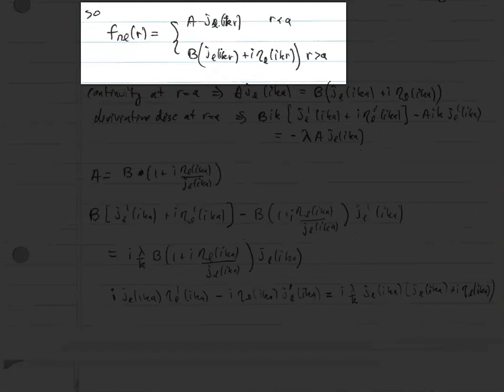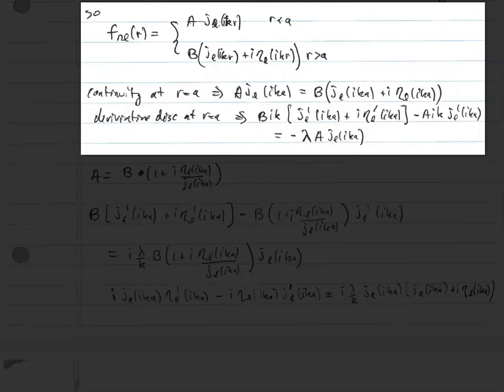So from this argument of looking at the asymptotic behavior for large r, we have fixed the ratio of two of those constants. So we have f_nl of r is A j_l of ikr for r less than a, and B times (j_l of ikr plus i eta_l of ikr) for r greater than a. Now, if you remember back to our solution of the delta function potential, we plugged in these forms for the wave function under the assumption that we'd already gone through this analysis and that this is the right thing to do. So this form should be familiar to you from what we already did with that delta function potential when we were looking at the scattering amplitude.